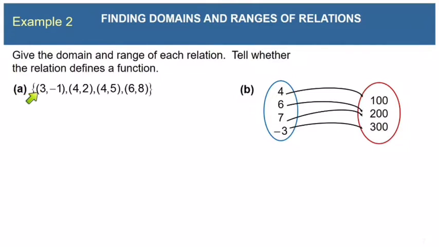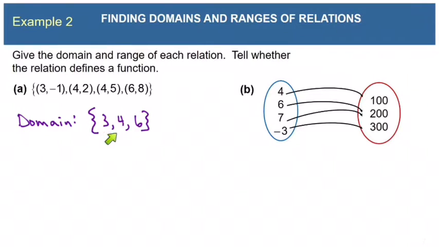In part A, we have (3, -1), (4, 2), (4, 5), (6, 8). Now the domain of this relation would just be the x values, and if an x value repeats, we still only need to list it one time. So the domain here is {3, 4, 6}, and notice we use our curly braces for that because you don't want to use brackets or parentheses, because remember, those are associated with interval notation, but here we're making a list of numbers, and so we use the curly braces. And look here, where they had a list of ordered pairs, they use the curly braces for that as well.